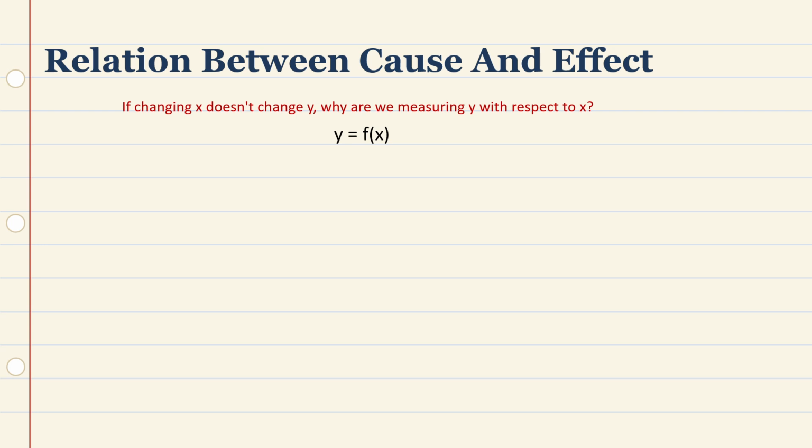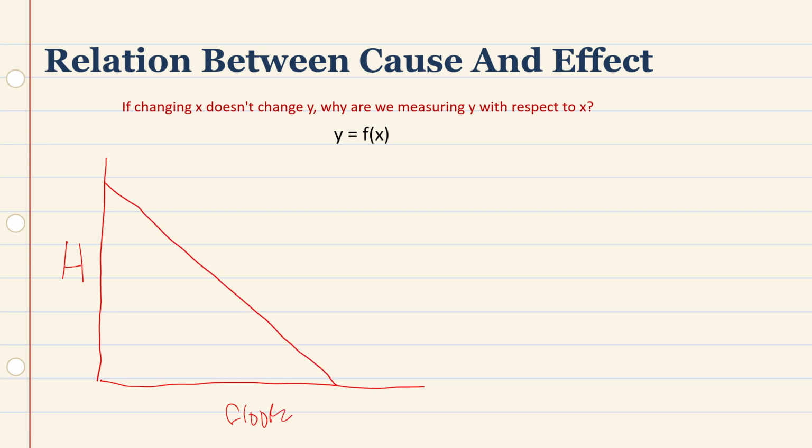Let's take a look at an example. Let's say here we have a wall. The wall's height is h, and this is our floor. We place a ladder against this wall. Let's represent the position of the ladder's base from the wall by x. And the height that we can reach with this ladder against the wall, we represent by y.